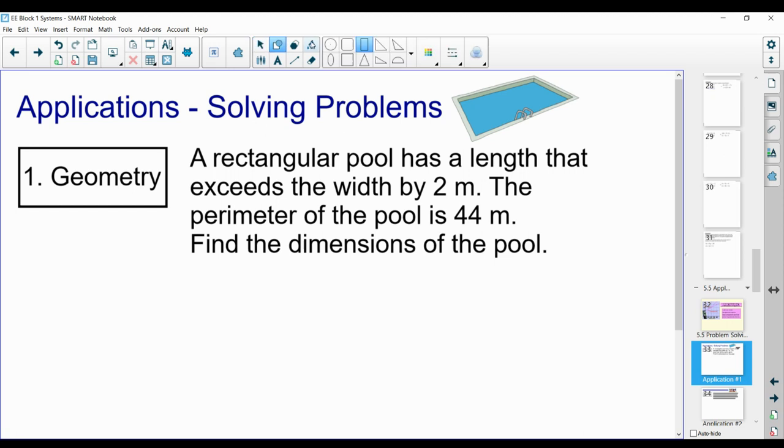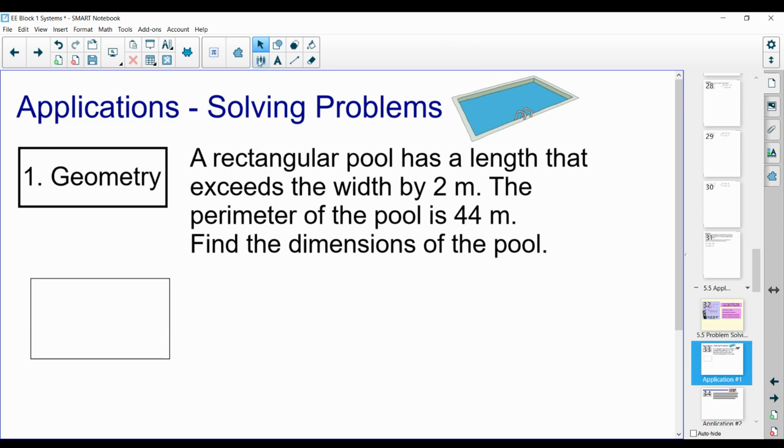Often when we're doing geometry questions, we're required to remember some formulas from before. In this case, we're going to have to remember perimeter. Sometimes we have to remember area. But the first thing we're going to do is draw a picture. And once we have our picture, then we can label our variables. Now we know that we have length here and we have width here. And we're told that the length exceeds the width by 2 meters.